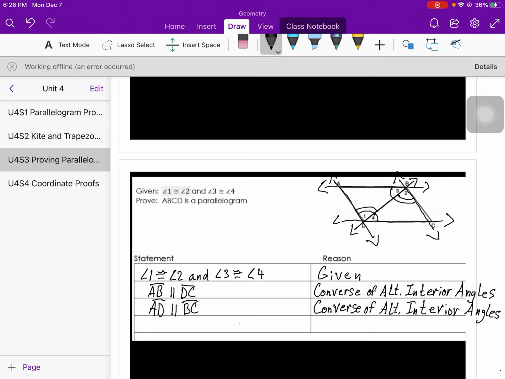Lastly, our goal was to prove ABCD is a parallelogram. ABCD is a parallelogram. Because we just figured out that both pairs of opposite sides are parallel, so we can just write opposite sides are, and you can do the parallel sign here if you want, parallel.